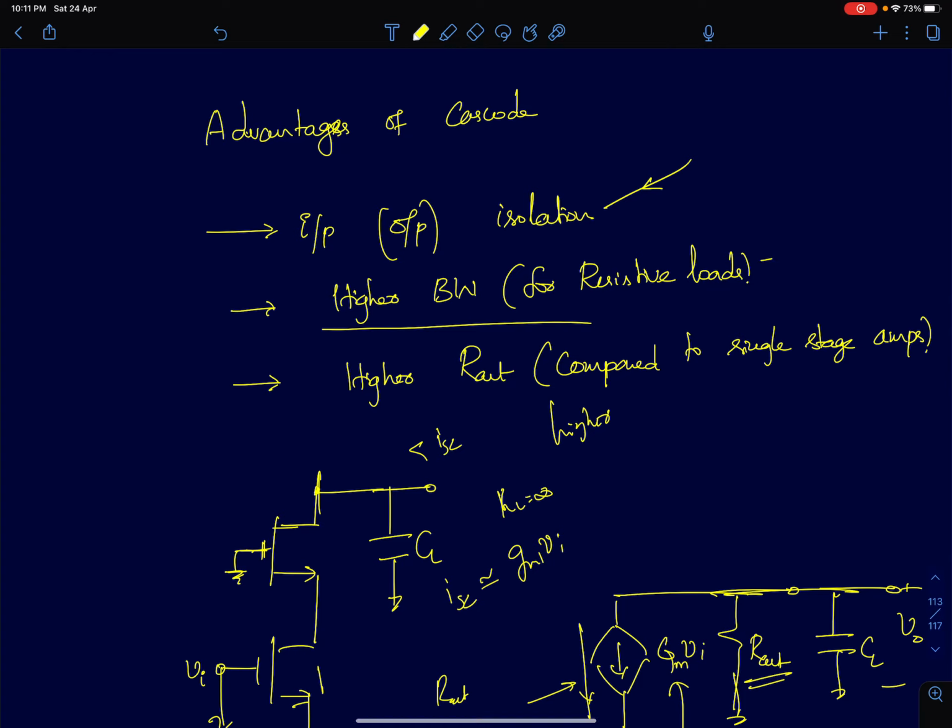And higher bandwidth for resistive loads. If the load is resistive, typically the load is resistive, then we get the bandwidth advantage, which we already discussed in the first half of the lecture.